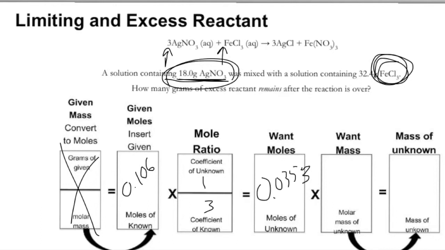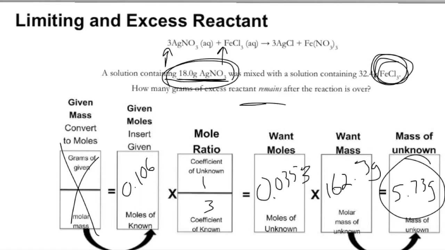0.0353. And then I'm going to multiply that by the molar mass of iron 3 chloride, which is 162.3 grams. 0.0353 times 162.3 is 5.73 grams. That is not, however, the actual answer because the question is how much is left.